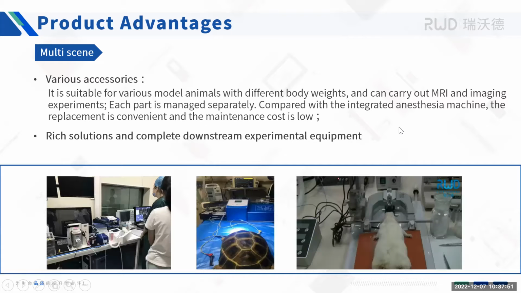And in terms of application, because we have a wide range of mask chamber, we have a solution for rodents, cats, rabbits, and dogs. And our mask is suitable for the MRI environment. This teacher is doing the MRI experiment here, and the mask is in this room.